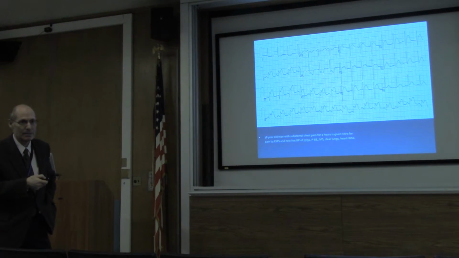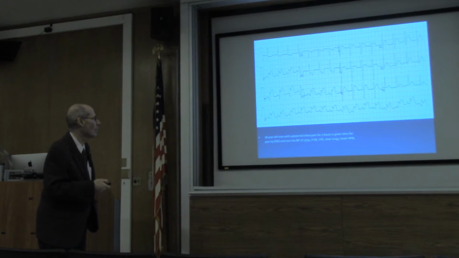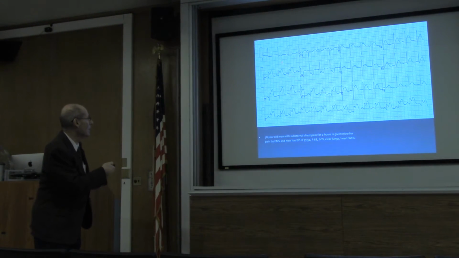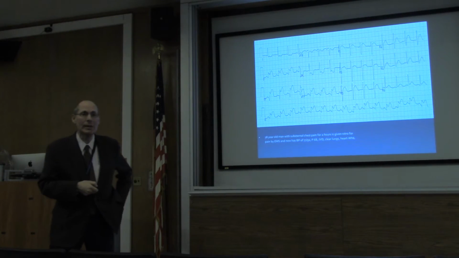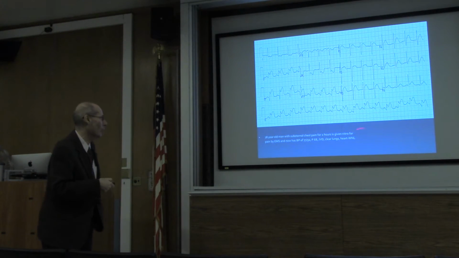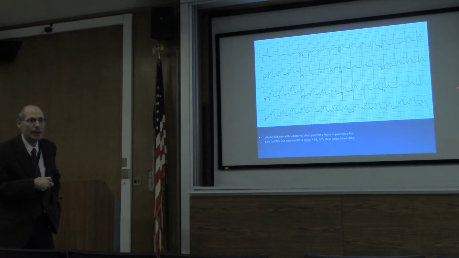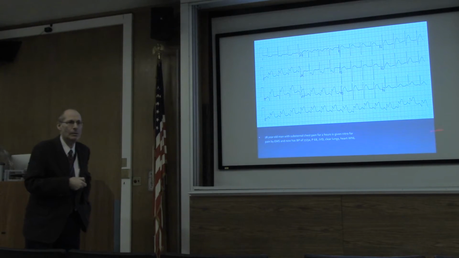He has an inferior wall MI. Okay, very good. So he has an inferior wall MI. Look at these elevations in 2, 3, and aVF. Look at these reciprocal depressions in 1 and aVL. We know that's acute. This isn't old stuff, right? So I agree. What else might bother you here, both on the EKG and by the history, that might make you want to do something else?